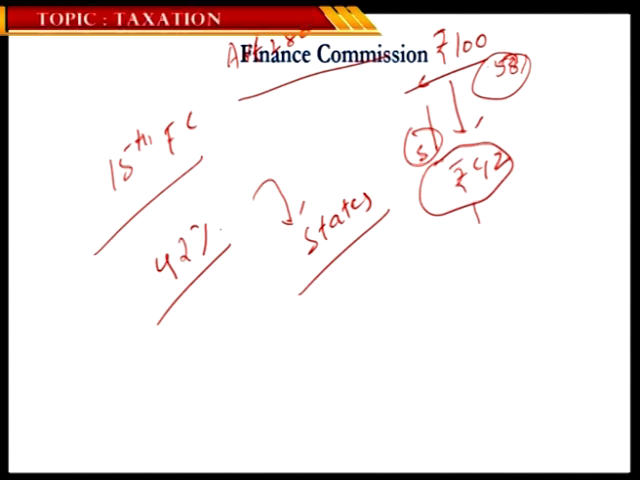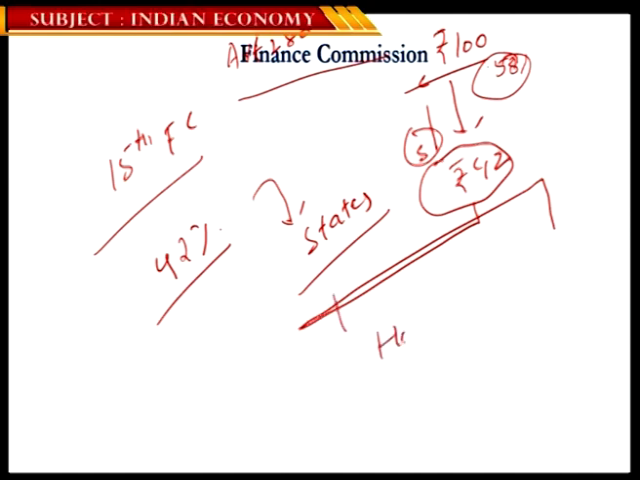So now how is this 42 rupees going to be distributed among the states? This is what we call horizontal distribution. So who decides this and how is it made? Again, we have a particular formula and a standard procedure for how these tax proceeds are shared among the states.